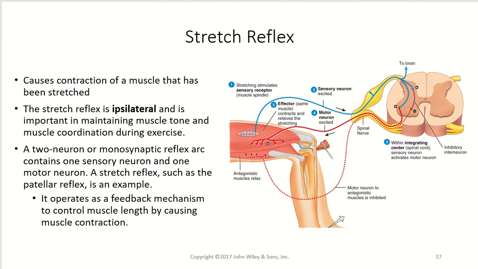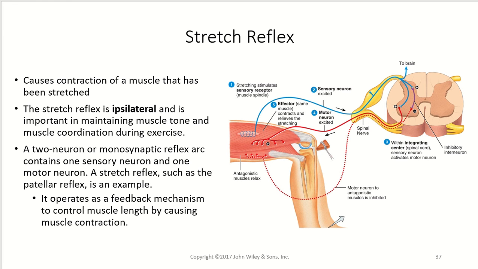So the first reflex arc that we have is the stretch reflex. This causes contraction of a muscle that has been stretched. So the stretch reflex is ipsilateral and is important in maintaining muscle tone as well as muscle coordination during exercise. A two-neuron or monosynaptic reflex arc contains one sensory neuron and one motor neuron. And a stretch reflex, such as the patellar reflex, is a really nice example. It operates as a feedback mechanism to control muscle length by causing muscle contraction.